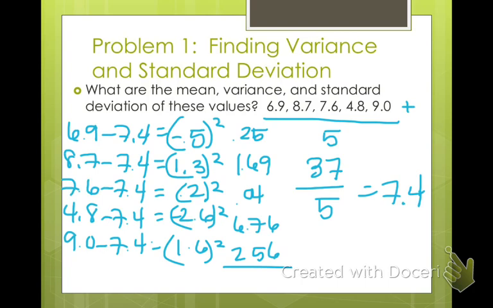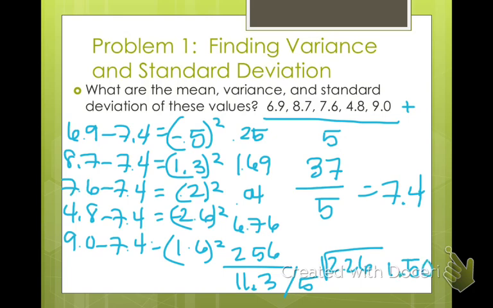So we're going to add them all up together: 0.25 plus 1.69 plus 0.04 plus 6.76 plus 2.56. I get 11.3. Now from here, we're going to find the average again. So 11.3 divided by those 5 numbers is 2.26. And then our last step, we're going to take the square root. So you should get 1.50 or 1.5.